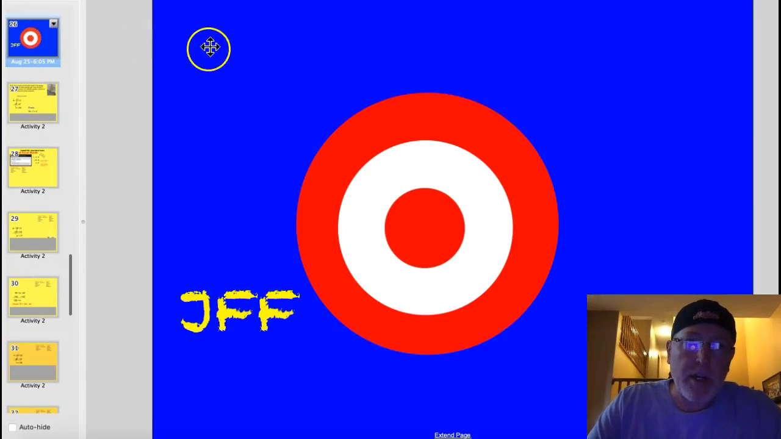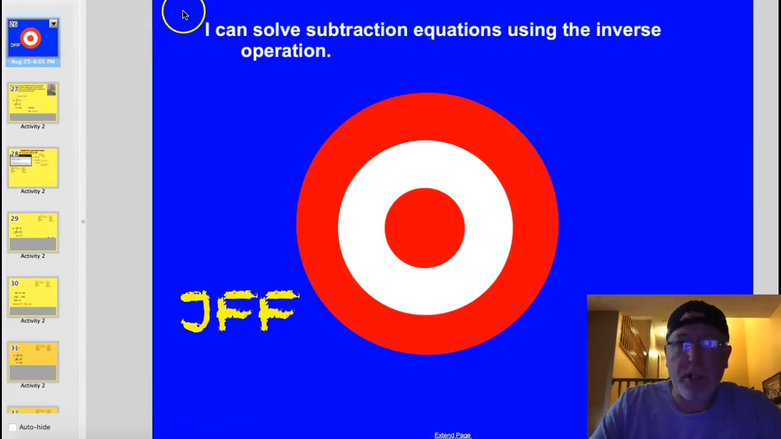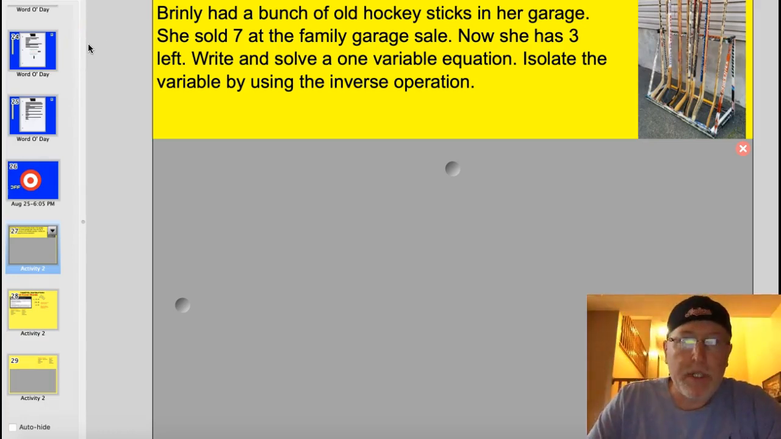Well, officially tonight, our target is I can solve subtraction equations using the inverse operation. Dive right into a problem here. Brinley had a bunch of old hockey sticks in her garage. She sold 7 at the family garage sale. Now she has 3 left. Write and solve a 1-variable equation. Isolate the variable using the inverse operations.